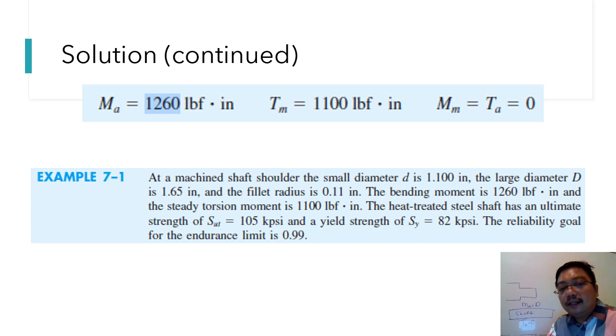The alternating moment is given in the question as 1260 pound-inch, and the mid-range torque is given as 1100 pound-inch. The mid-range moment and alternating torque equal 0. What does it mean? From the question, this is the original question given. You have to imagine this. This is what you want to calculate. For the purpose of clarification and your understanding, what is the meaning of mid-range moment being 0 and alternating torque being 0? It means that the shaft is not moving.